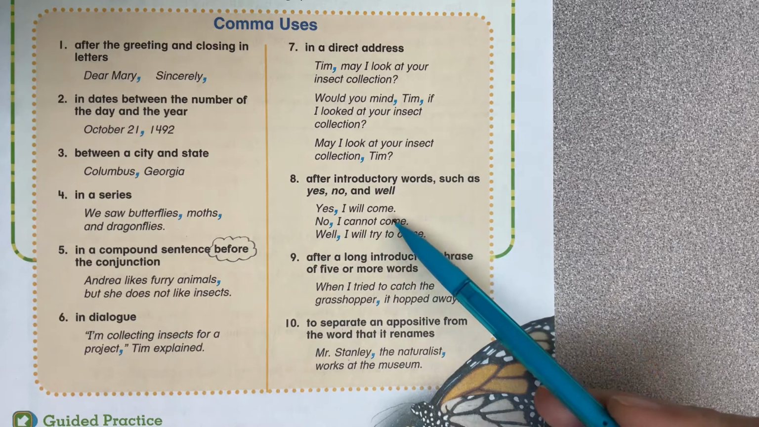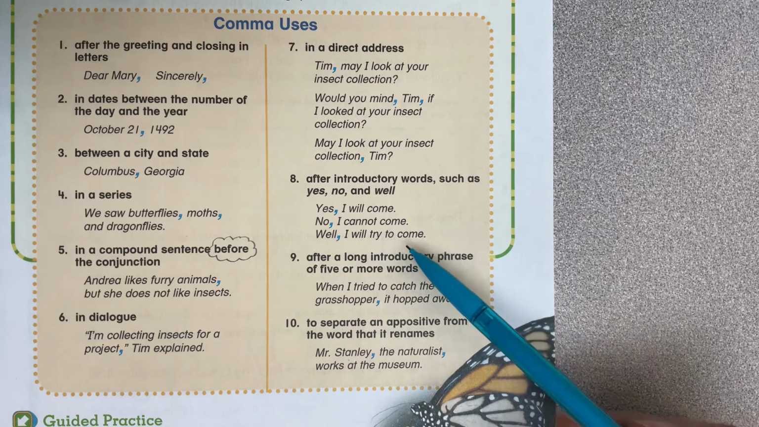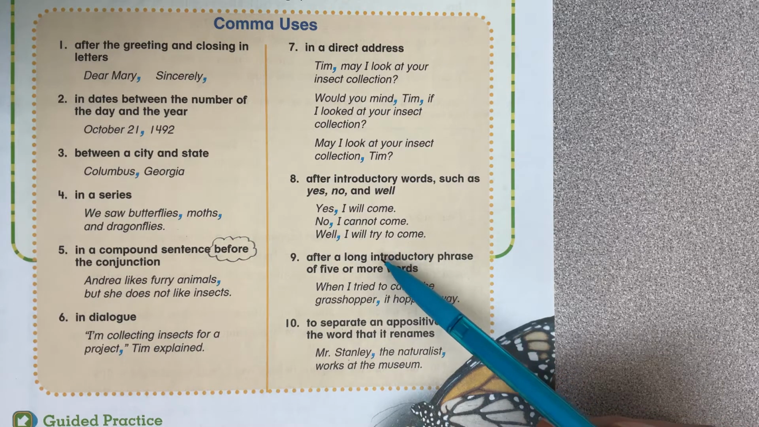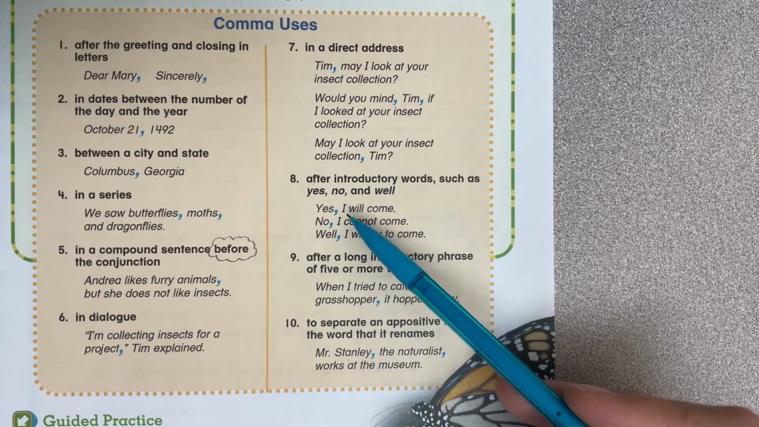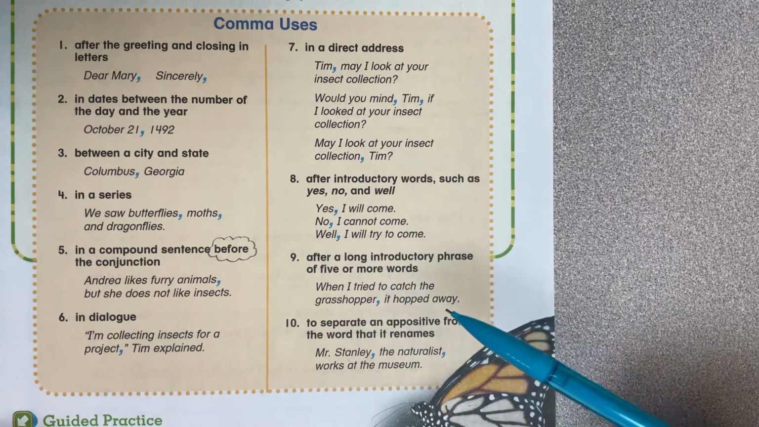So this one says, yes, I will come. No, I cannot come. Well, I will try to come. And notice after each of those three, there's a natural pause, so we put our comma there.